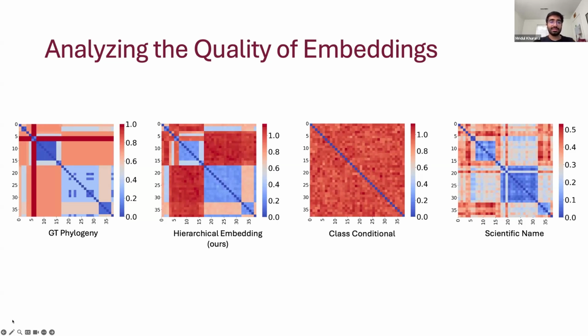We go a step ahead to analyze the quality of the embeddings which we obtain from different models. So on the left, what you see is the ground truth phylogenetic distance between species, which we obtain from the phylogeny which we have. We then compute the cosine distances of the embeddings of different models for each of the species, and we see that the hierarchical embedding resembles quite closely the ground truth phylogeny, signaling that the alignment of embedding spaces is quite good with the phylogeny, whereas the class conditional is all over the place. We see some correlation in the scientific name embedding with the ground truth phylogeny, which is mostly attributed to the presence of the genus information in the species name itself.